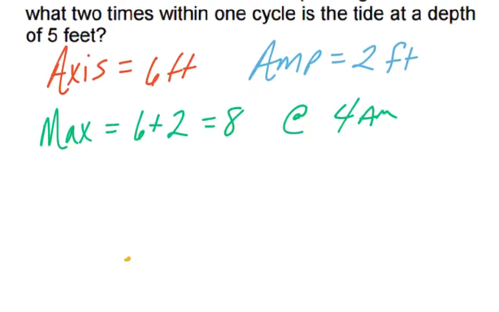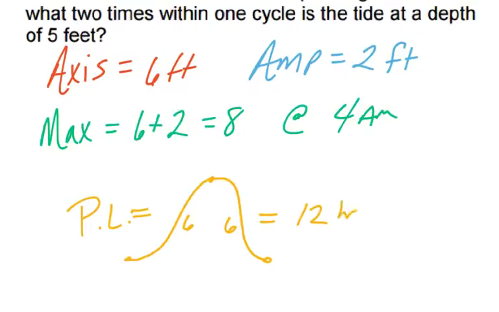Well, so low to high occurs every 6 hours, which means one full period length is equal to 12. We can also say that the minimum is 6 minus 2, axis minus amplitude, which is 4, and that occurs 6 hours after your maximum, which is 4 plus 6, 10 a.m.